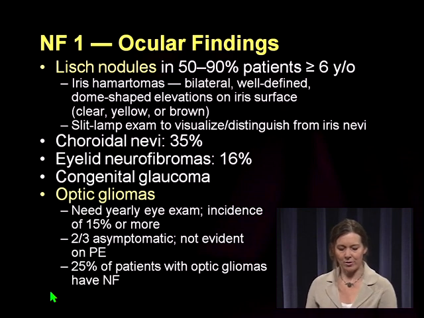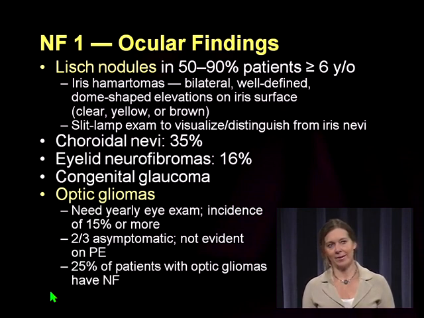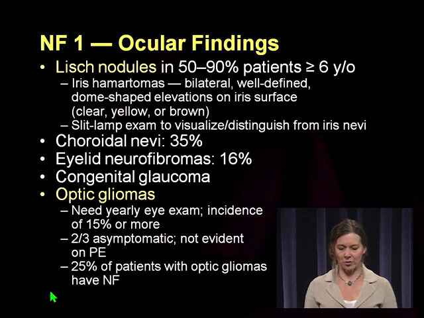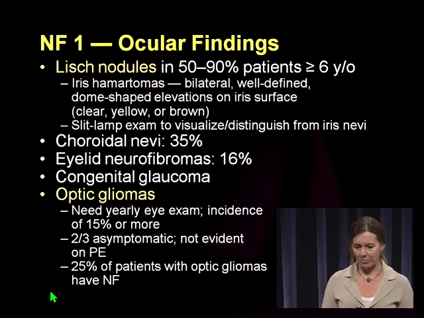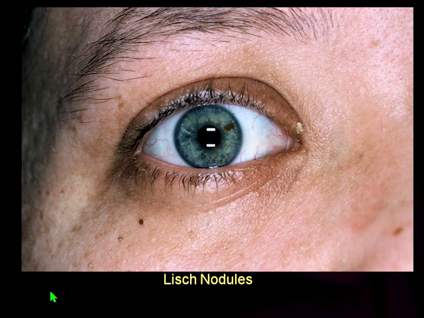Do keep in mind, though, that not all patients that have optic gliomas have NF. Only about 25% of patients with optic glioma have a diagnosis of neurofibromatosis. So here's an example of the Lisch nodule. You can see these little brown globules within the eye.